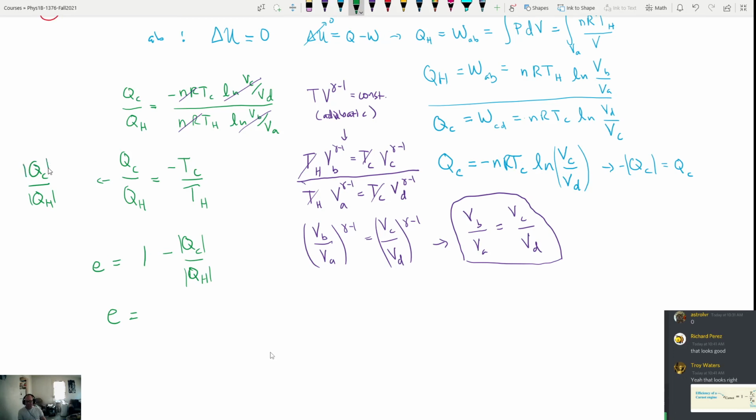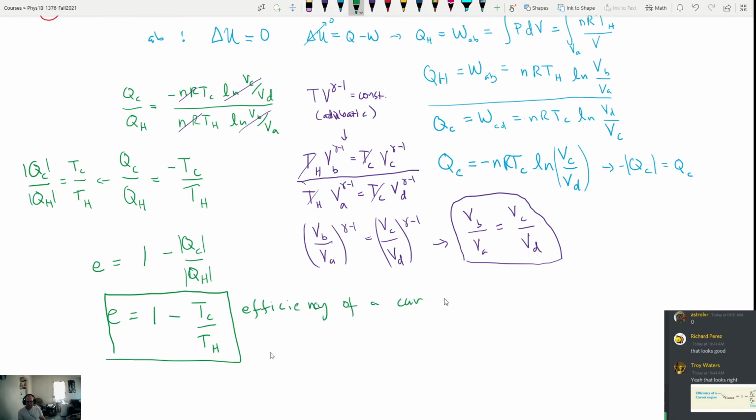Okay, so if I take the absolute value of both of these, this will just become TC over TH, right? Because it'll get rid of the negative sign. So then the efficiency would be 1 minus TC over TH. Okay, so this is the efficiency of a Carnot engine.